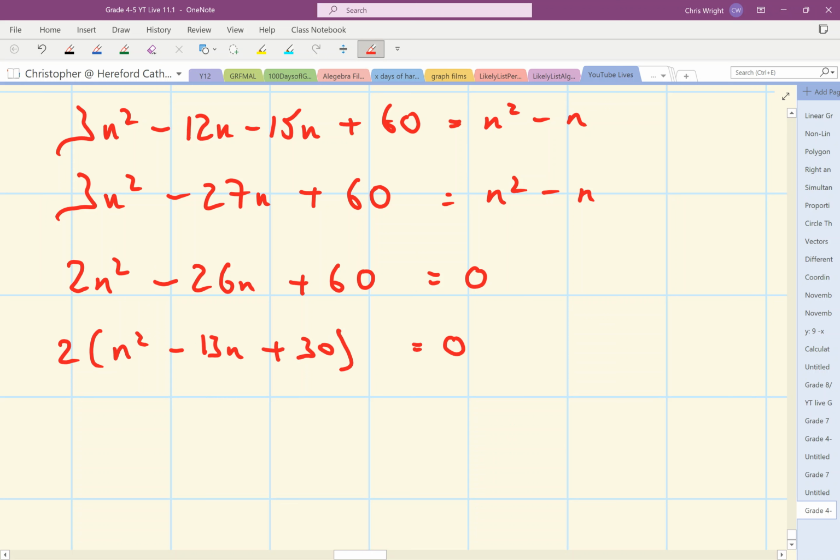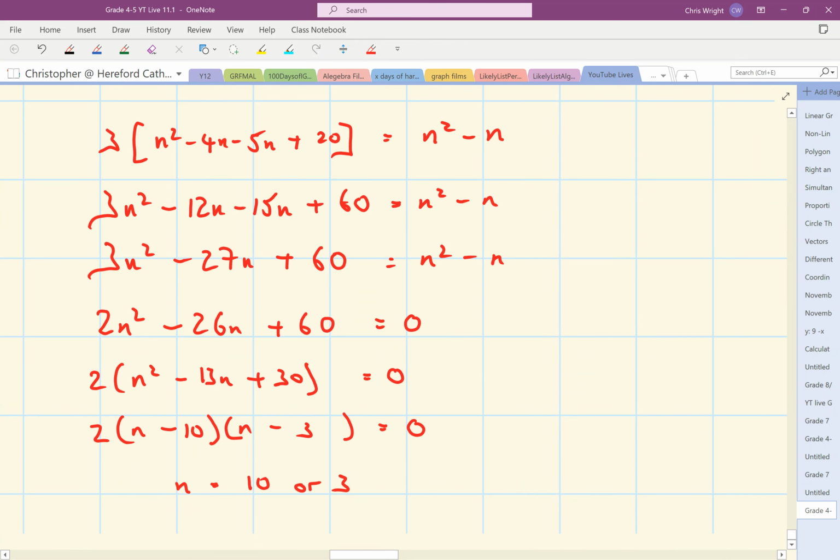Now, can I factorise that, or shall I resort to the formula? I'm going to factorise it, but you could use the formula. Both of my signs are negative because I multiply to a plus, but add to a minus 13. And it's going to be minus 10 and minus 3. So my two solutions to this equation are n equals 10 or 3.